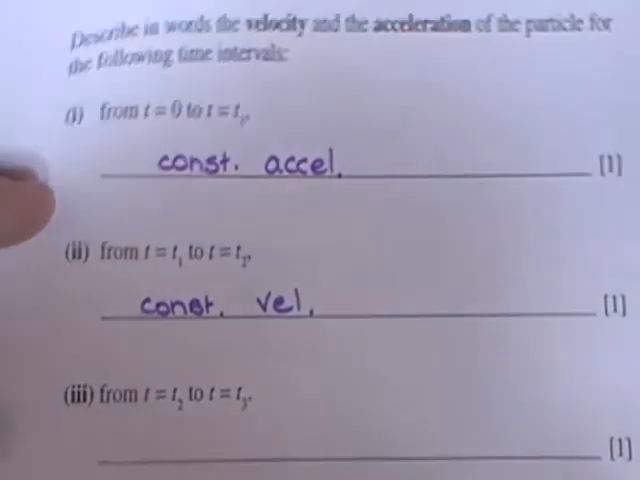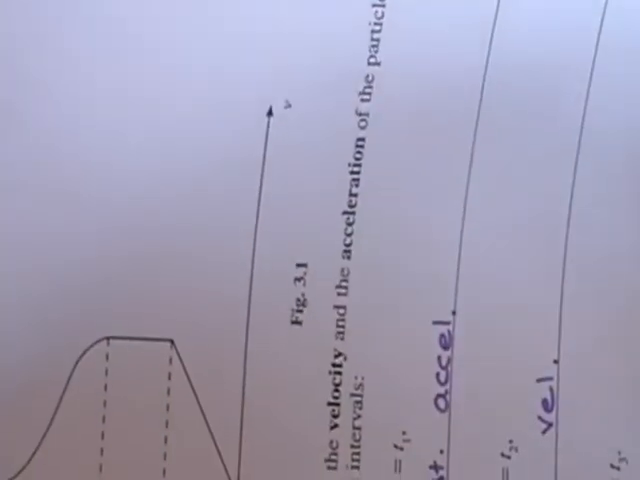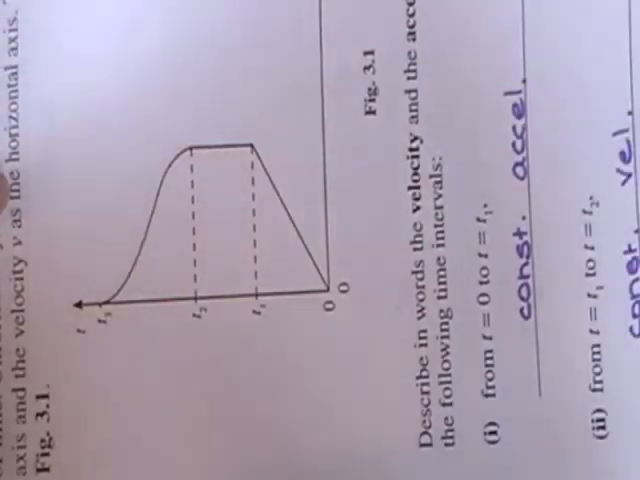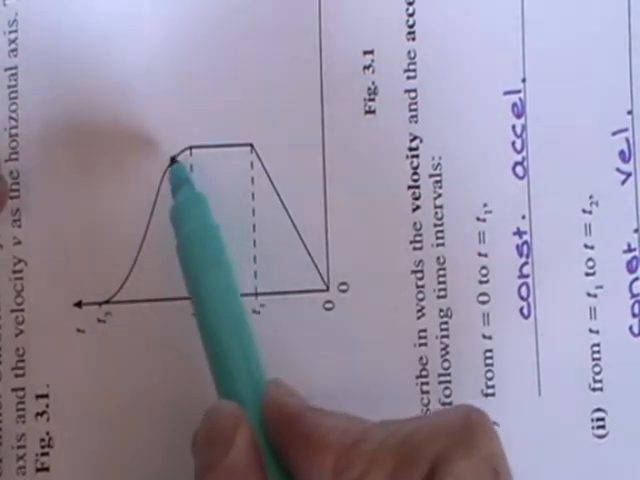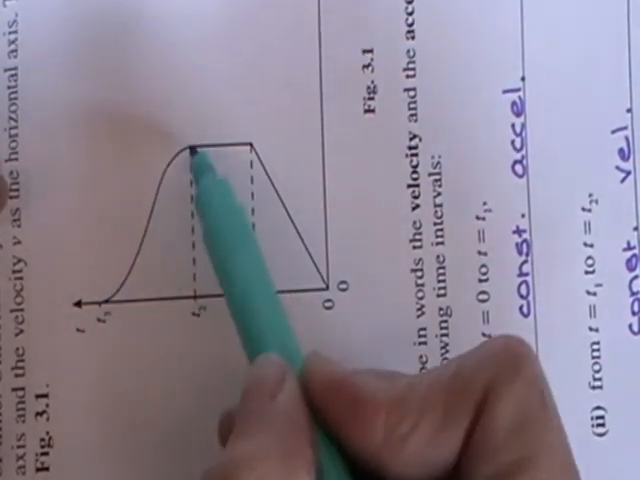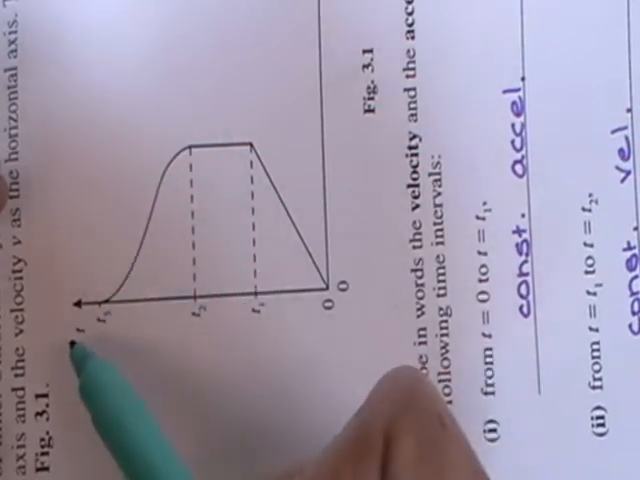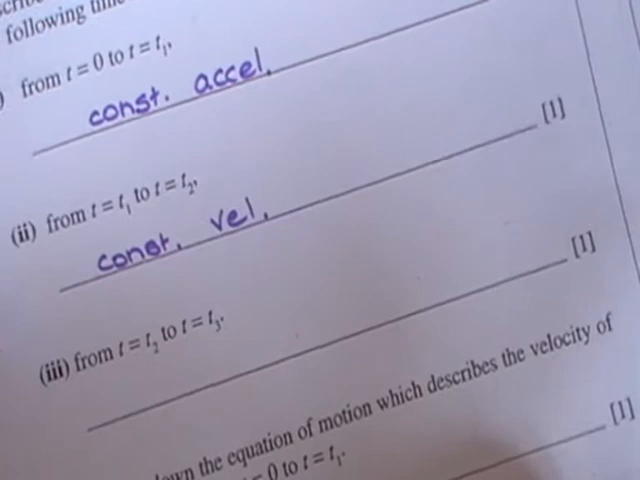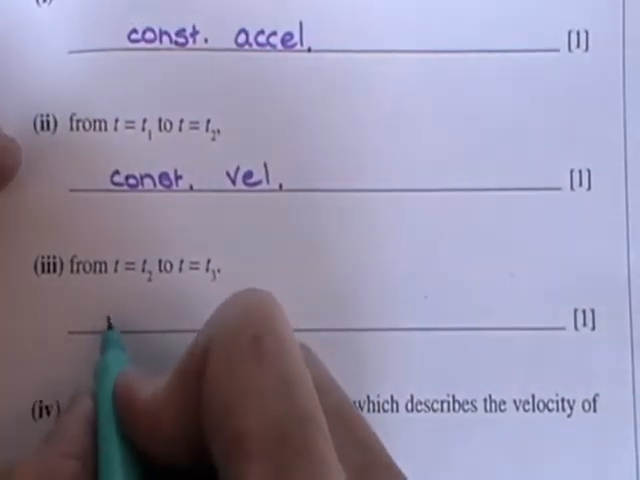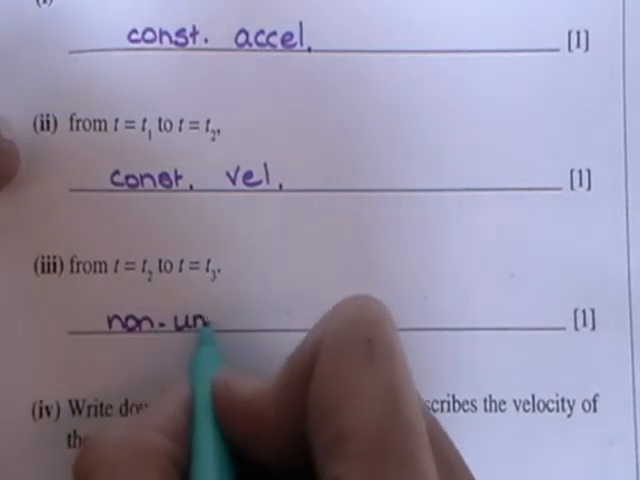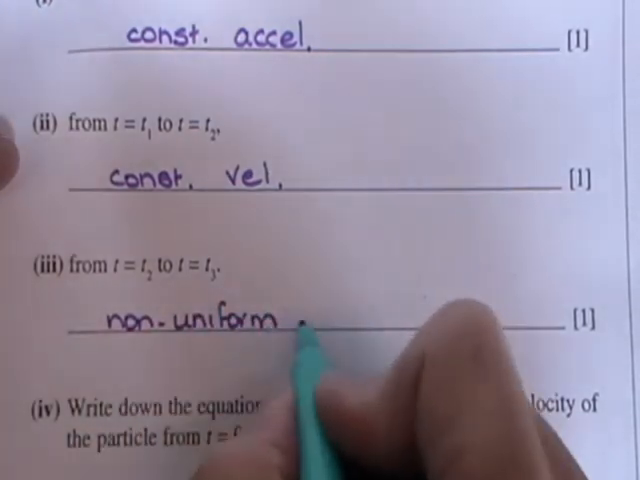And then from t equals t2 to t equals t3, you can see there that the velocity values are decreasing, but they're not decreasing uniformly, otherwise it would be a straight line. And so therefore it is decelerating at a non-constant rate. So it's non-uniform. So non-uniform deceleration is your answer there.